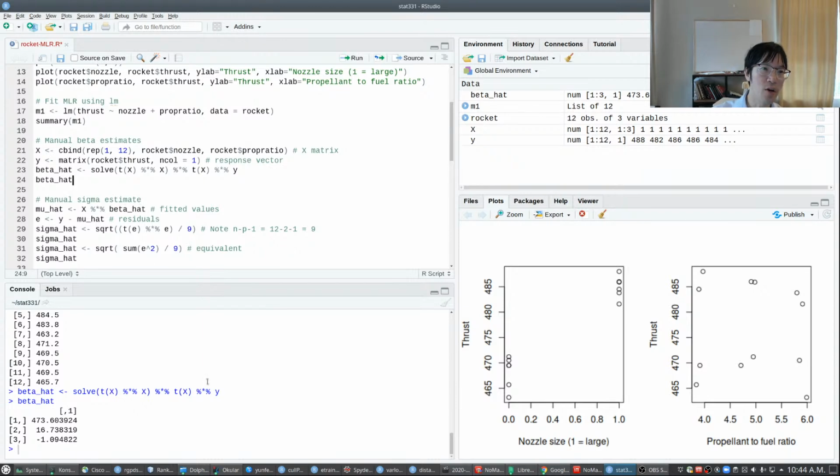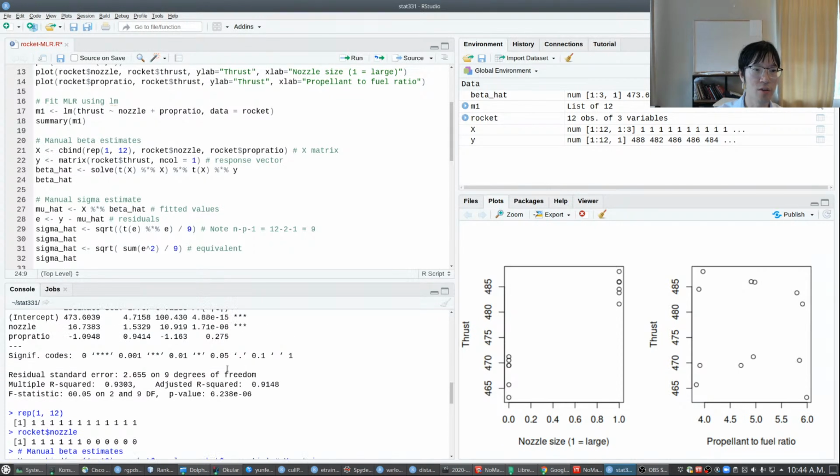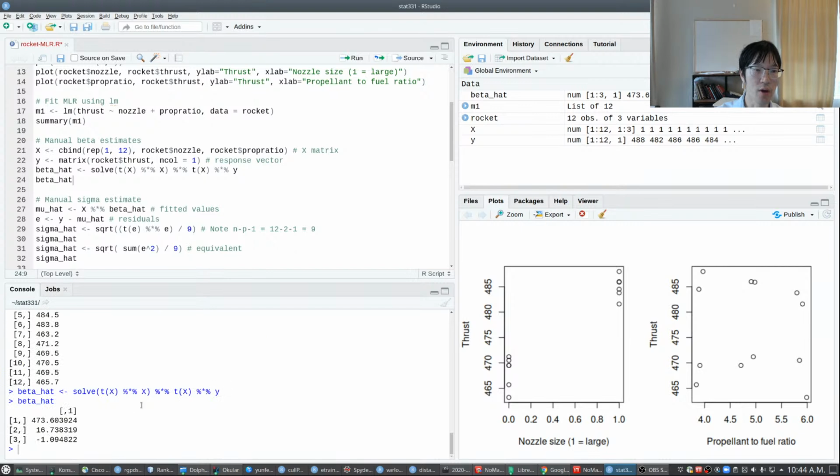In a similar way, we can also manually calculate our sigma estimates, just to remind ourselves of the formula that we derived. Again, the sigma hat in our output is 2.655, and we can manually calculate it. We can do it in a couple of steps. First, remind ourselves of the fitted values. The fitted values are X times the estimates of beta. So we do the matrix multiplication X times beta hat, and that gives us mu hat.